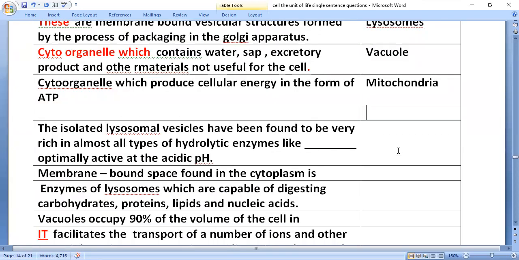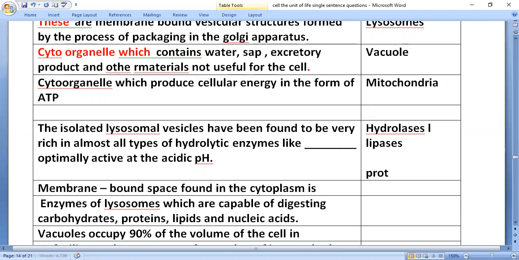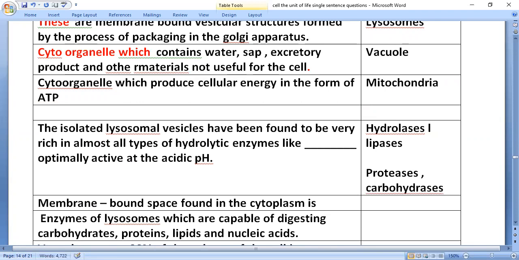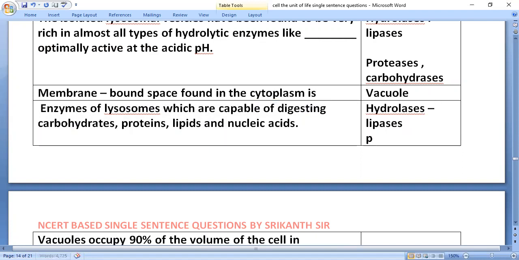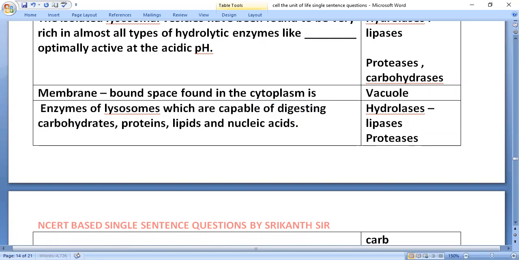The isolated lysosomal vesicles have been found to be very rich in almost all types of hydrolytic enzymes like hydrolases, lipases, and proteases, then carbohydrates, that we call amylases. Membrane bound space found in the cytoplasm is vacuole. Enzymes of lysosomes are capable of digesting carbohydrate, protein, lipids, and nucleic acid. The hydrolases like lipases and proteases, carbohydrates, amylases.